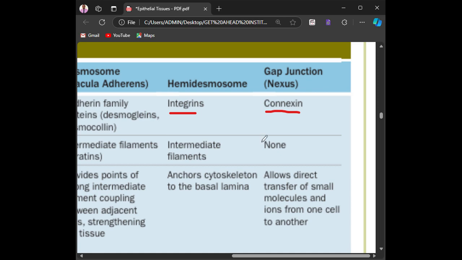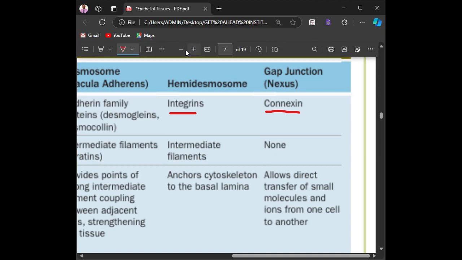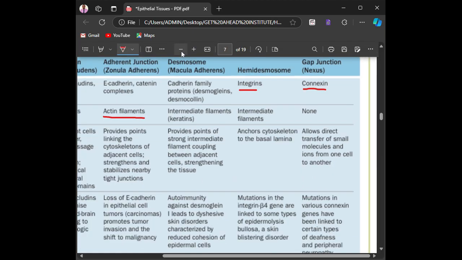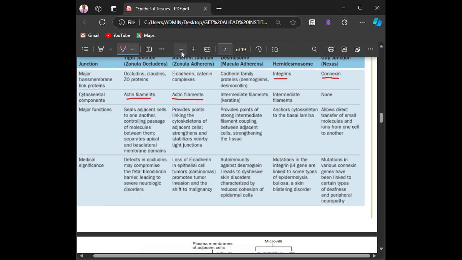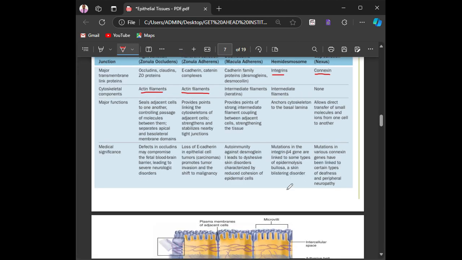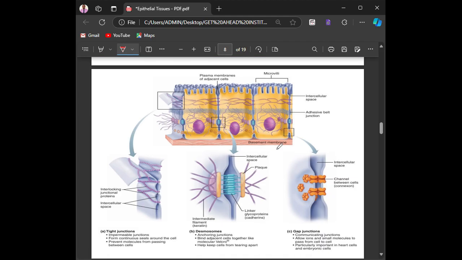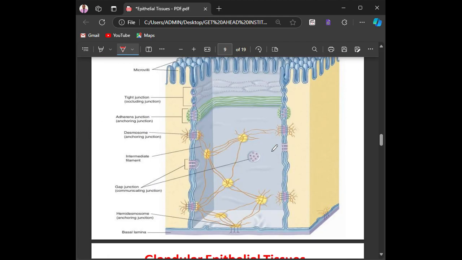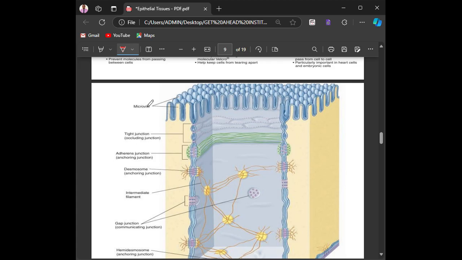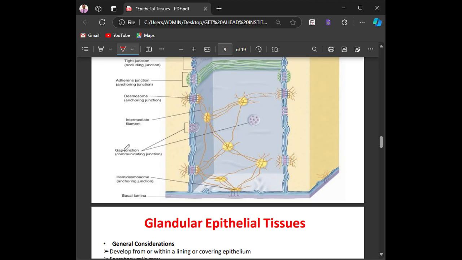Okay, we are good. All right, so this slide is just showing you what we are talking about. So this is microvilli. Then you have the tight junction. Then from the tight junction you have the adherens junction. Then you have the desmosome. Then you have the gap junction. Then you have the hemidesmosome, like that.